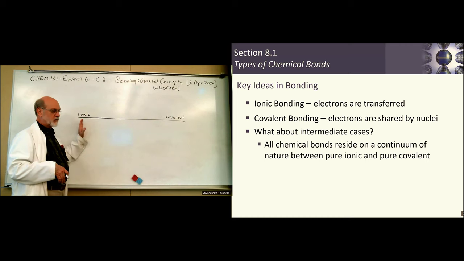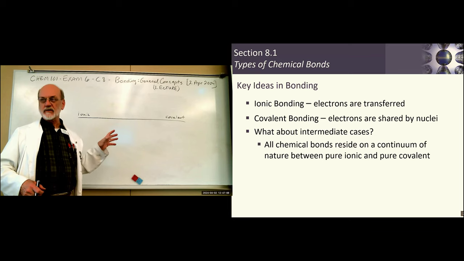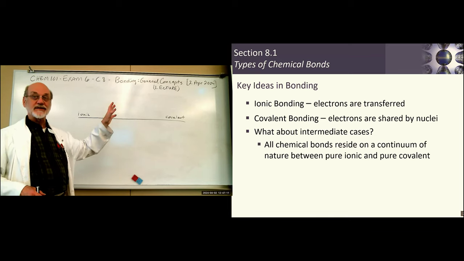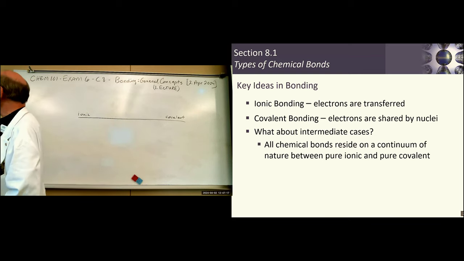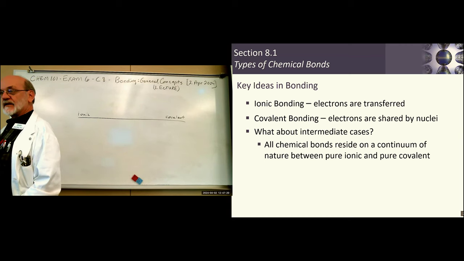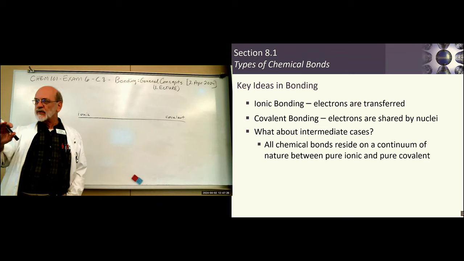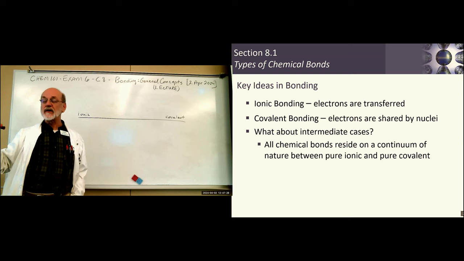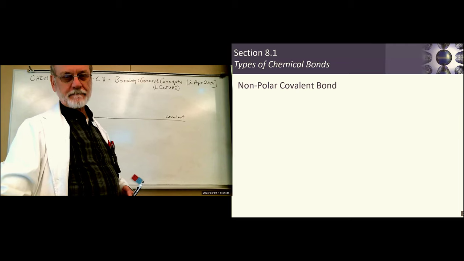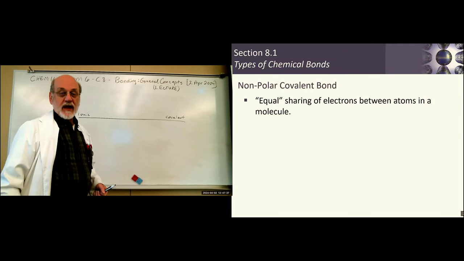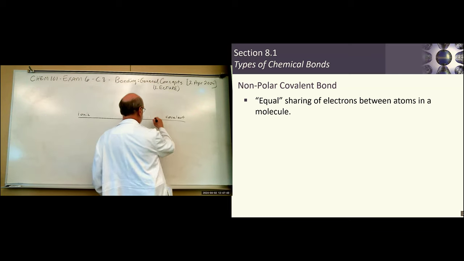And purely ionic would be a metal with the very lowest electronegativity and a nonmetal with the very highest electronegativity. So, even then it wouldn't be purely ionic. Say cesium and fluorine. Cesium has very low, fluorine has very high electronegativity. So you get as pure an ionic bond as possible out of those two. The nonpolar covalent bond would be on this end.